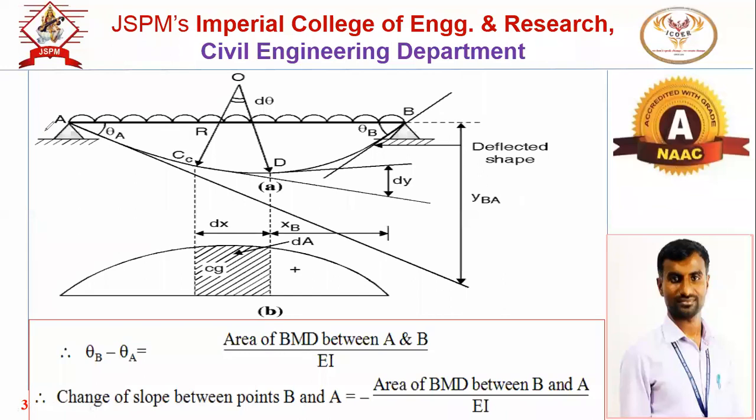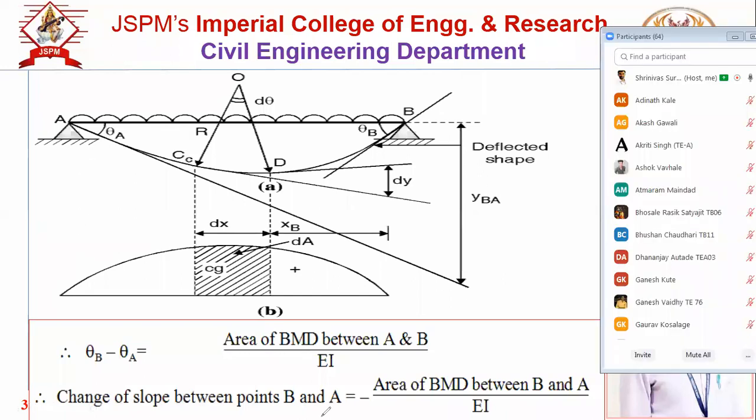Now suppose here a simply supported beam is there, subjected to UDL on entire span. And if I have to find out the change in slope between 2 points, suppose B and A. So what is the statement? Change in slope is equal to area of m by EI diagram between 2 points. Now our point of consideration will be point A and point B. So what is change in slope? Slope of second point minus slope of first point. So theta B minus theta A is equal to area of BMD between A and B divided by EI.